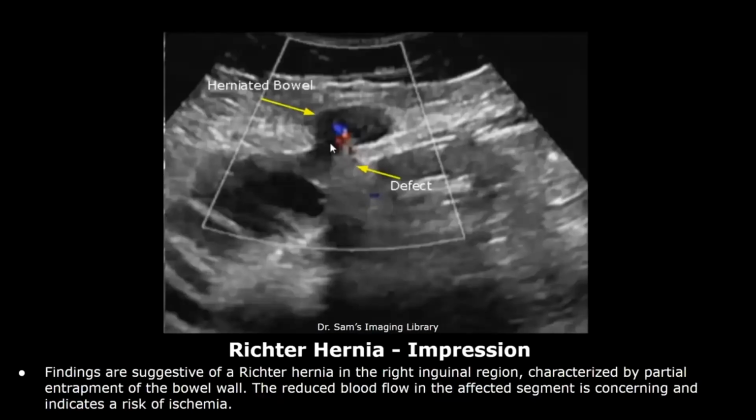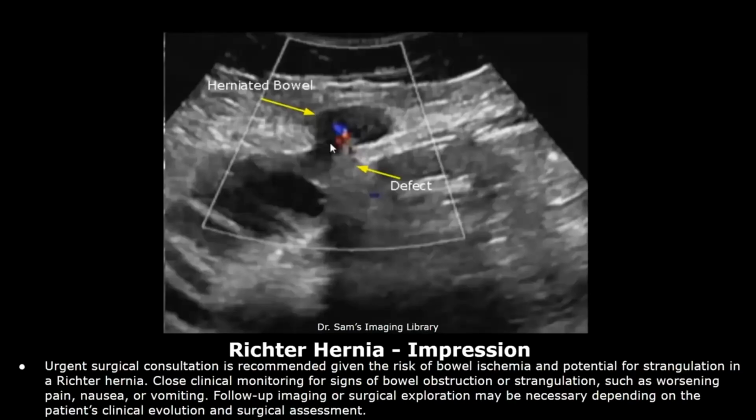This is the impression. Findings are suggestive of a Richter hernia in the right inguinal region, characterized by partial entrapment of the bowel wall. The reduced blood flow in the affected segment is concerning and indicates a risk of ischemia. Urgent surgical consultation is recommended given the risk of bowel ischemia and potential for strangulation in a Richter hernia.